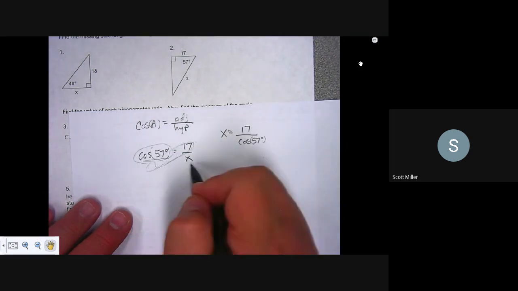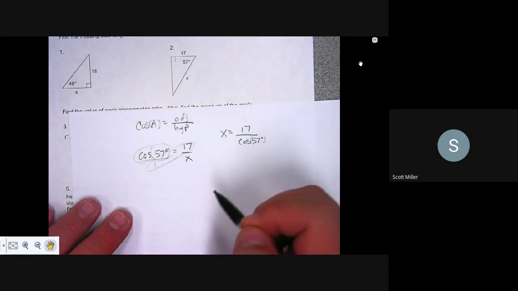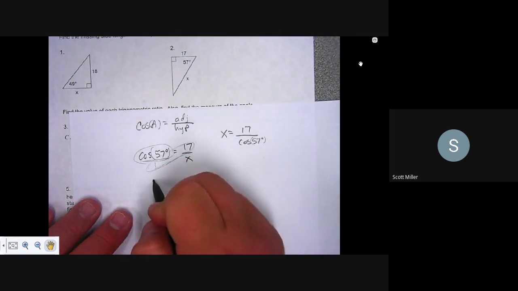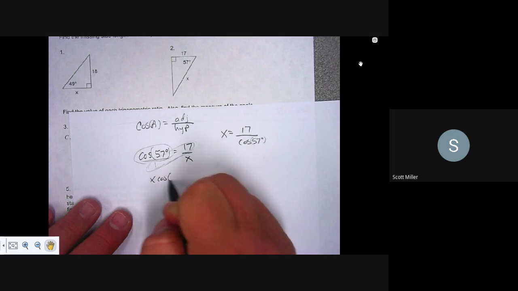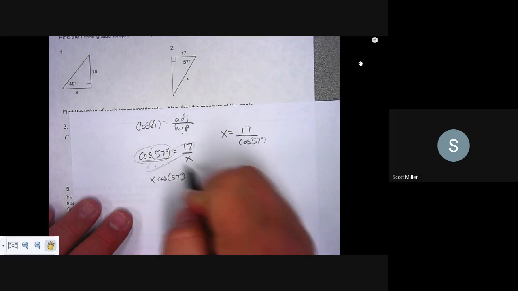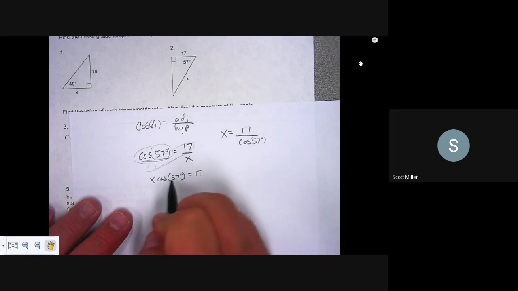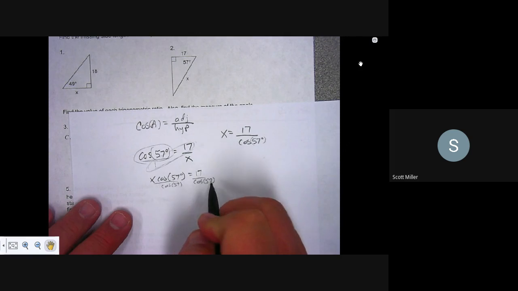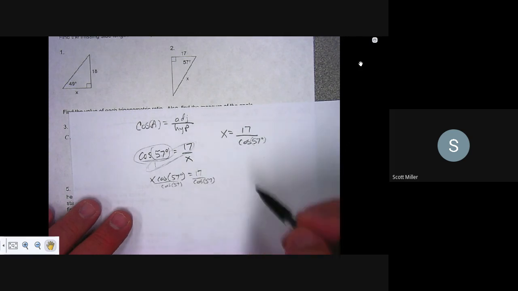You can also just cross multiply and solve for x, which gets you to the same place. Okay, multiply that diagonal, so you would get x times the cosine of 57 degrees equals 1 times 17. Then you can divide both sides by the cosine of 57. And you get right to where I had it over there. So you can go this route also to here.